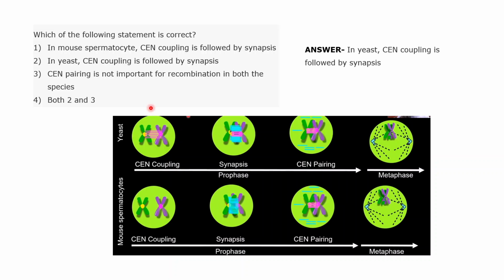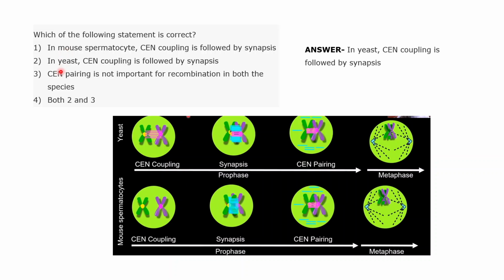You can see that it starts with the centromere coupling, then the synapsis forms, followed by centromere pairing, and then entry into the metaphase stage. Prophase 1 has completed, then it enters into the metaphase stage. So option 2 is correct, option 1 is wrong basically in this case.